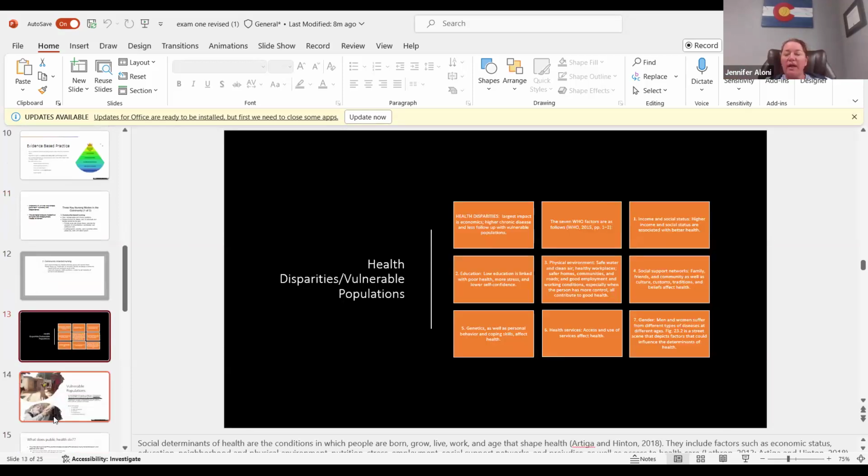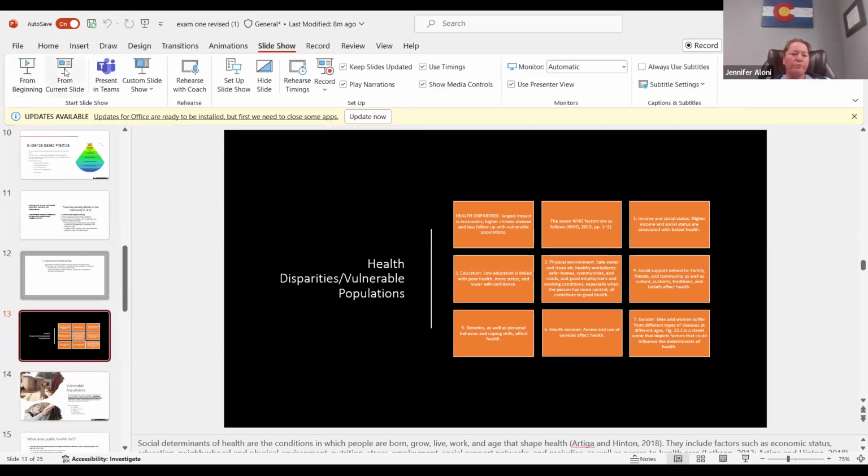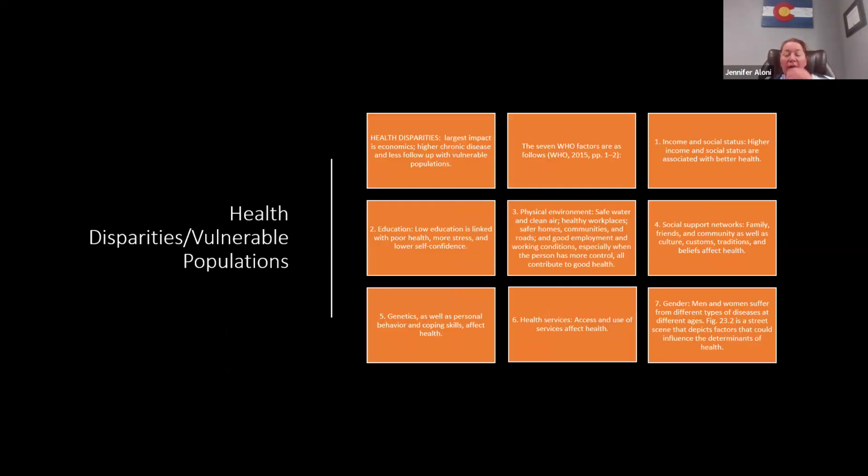We took a look at our health disparities. Sorry, this is so small. Let me see if I can do a slideshow. All right, our health disparities.